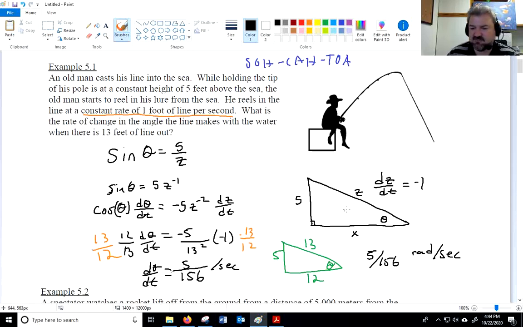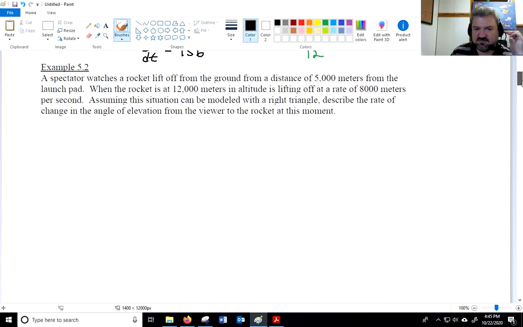Does it make sense that the angle would be increasing? I always want to be looking at that. Well, as we reel in this line, this is getting smaller. And can you imagine when that line is in this situation here? Because the 5 is staying constant, that's going to be a much bigger angle. So that angle should be slowly increasing as this line comes in. So that answer makes sense.